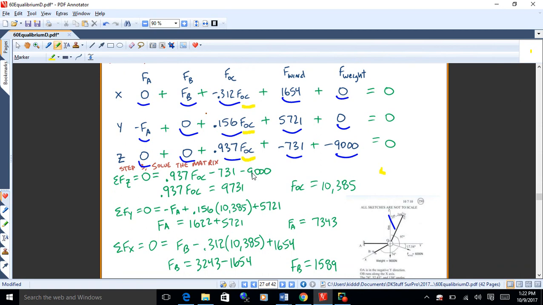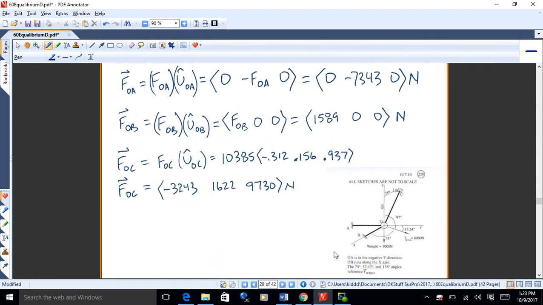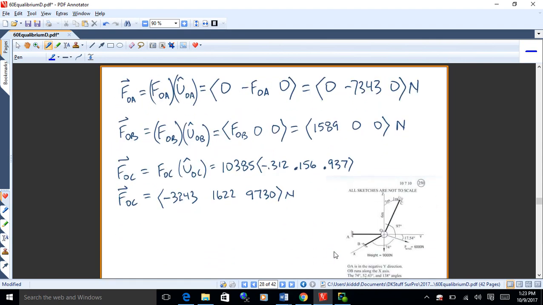Now, the last thing we might want to do is get those unknowns expressed as vectors. Notice there's no vector arrows on top of those numbers there for FOC, FA, and FB. They're just magnitudes, they're just newtons is what they are. So if there's anything on there, it ought to just be newtons. So if we want to turn those into vectors, what we would do is just multiply those numbers through the unit vectors.